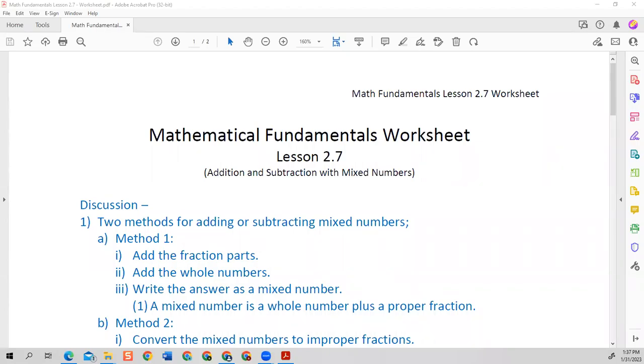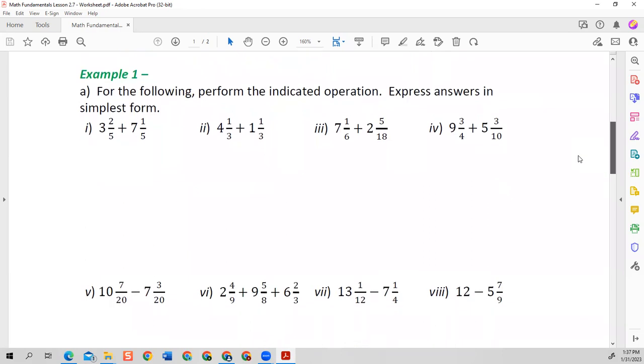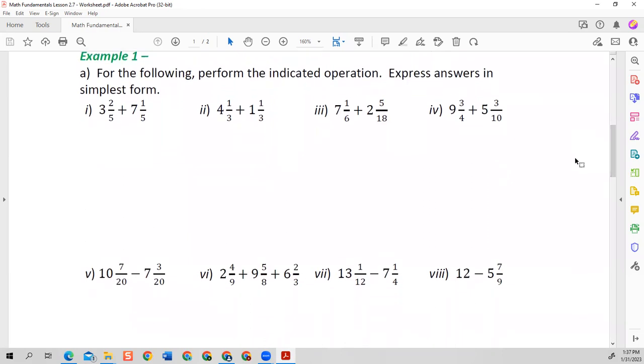Adding and subtracting with mixed numbers. So again, whenever you add or subtract, we have to have a common denominator when we're involving fractions, right? There is a new school way of adding and subtracting mixed numbers, but you have to be careful with subtraction because there's an extra step.